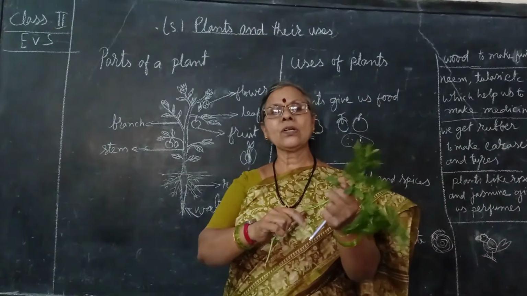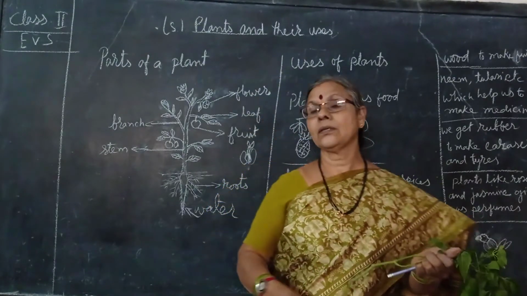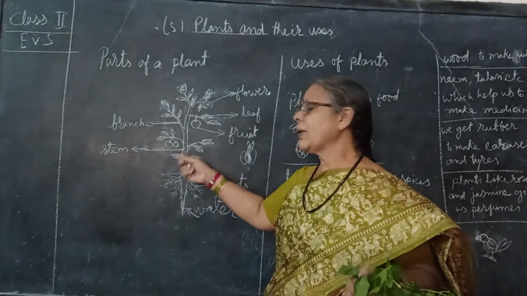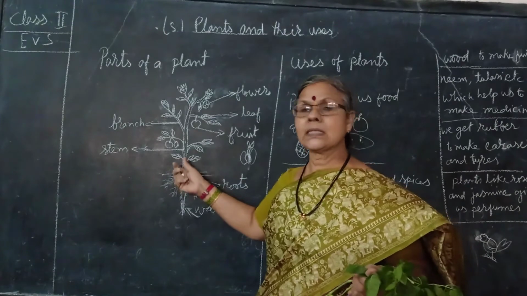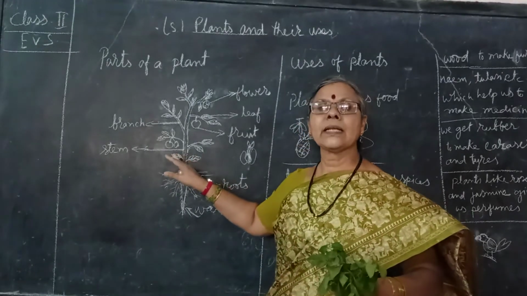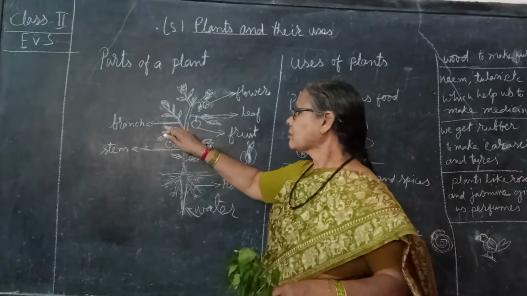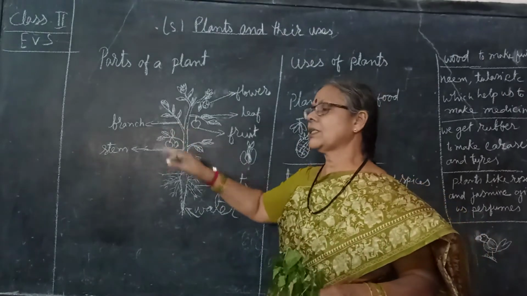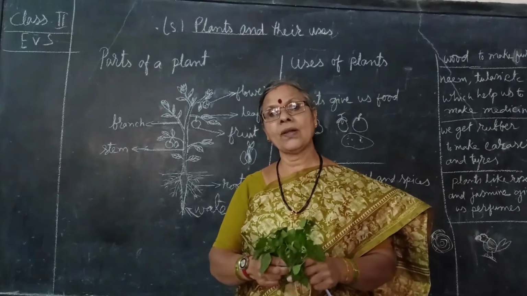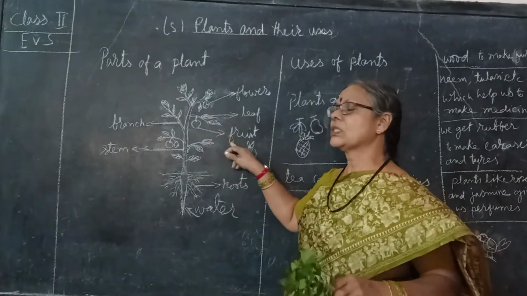Suppose if the stem is not there, the roots alone will not function. Though it is absorbing the water, where does it go? There is no place. So that is why the stem is also very important. This stem works like a transport. Then branches are also very important. As many branches as it grows, we will be getting fruits and flowers. So that is why branches are very important. Then fruits.